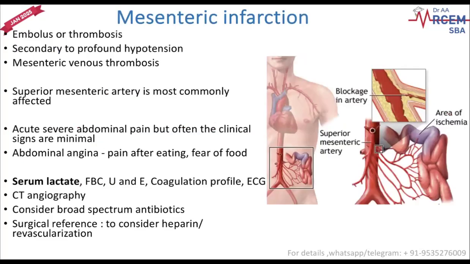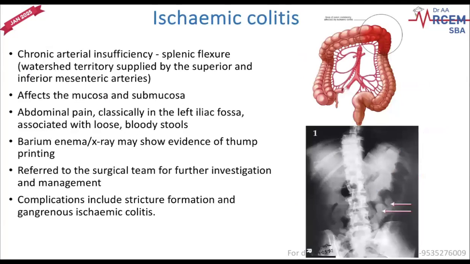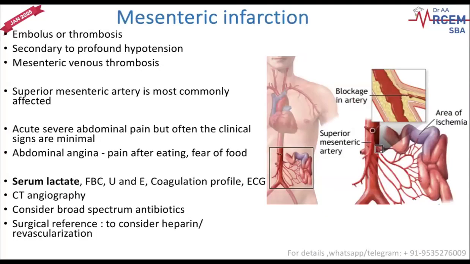Mesenteric infarction and ischemic colitis. Do not get confused between these two terms. Usually what happens? Ischemic bowel is a broad term. Anything which compromises the blood supply to the bowel is known as ischemic bowel. Causes for ischemic bowel, for example, it can be a mesenteric infarction. Mesenteric infarction is one of the causes for ischemic bowel.